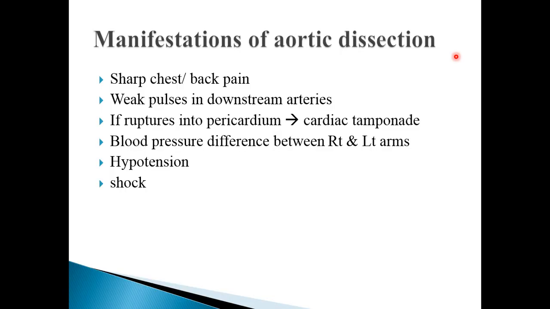Manifestations of aortic dissection include sharp chest or back pain and weak pulses in downstream arteries. If rupture happens into the pericardium, that might lead to cardiac tamponade. There may be a blood pressure difference between the right and left arms in cases of proximal aortic dissection lesions, hypertension because of the internal hemorrhage that is happening, and consequently shock.